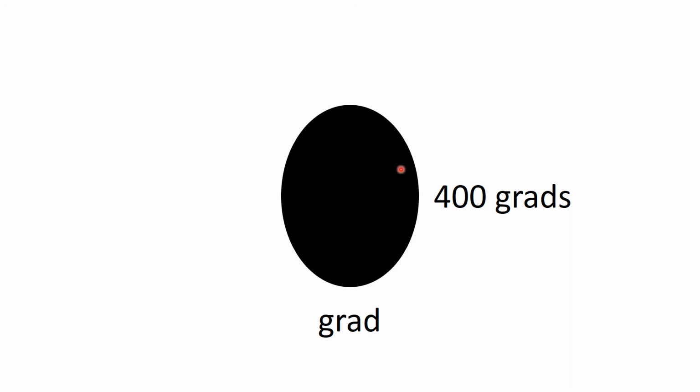Another unit of measurement for angle, but not very common in onboard applications, is the grad. A full circle has 400 grads. And another unit of measurement for angles is the mil. One full circle has a measure of 6,400 mils.